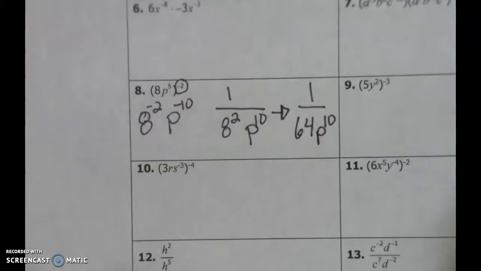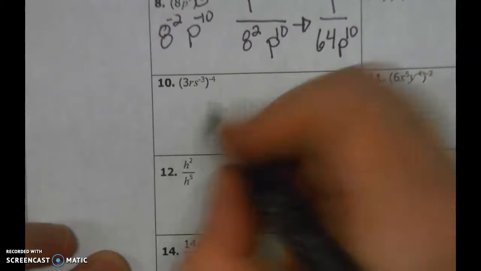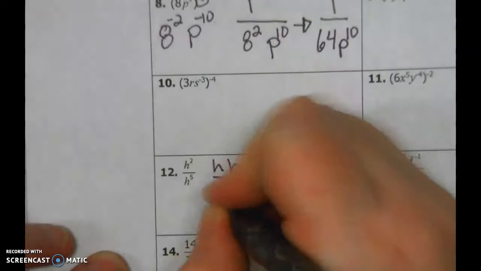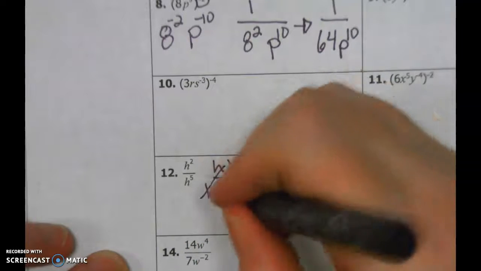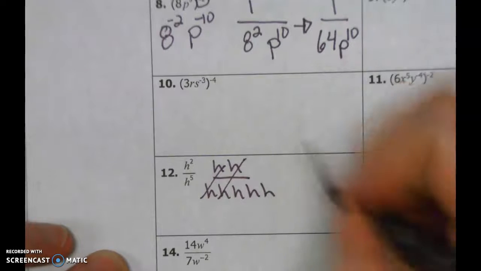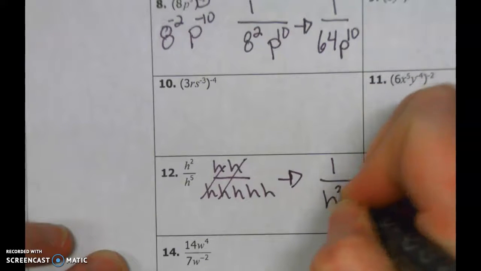Okay, come look at 12. So I have HH over HH. These two cancel out. So all that's left is 1 over h to the third.